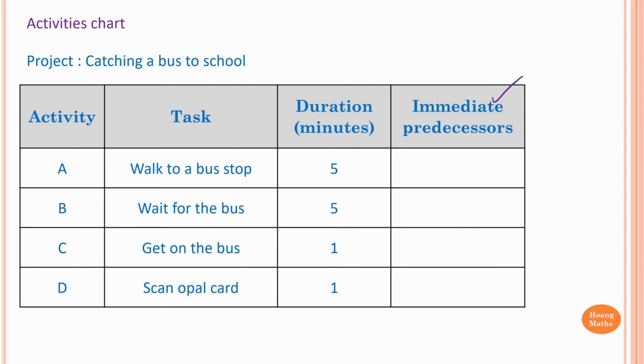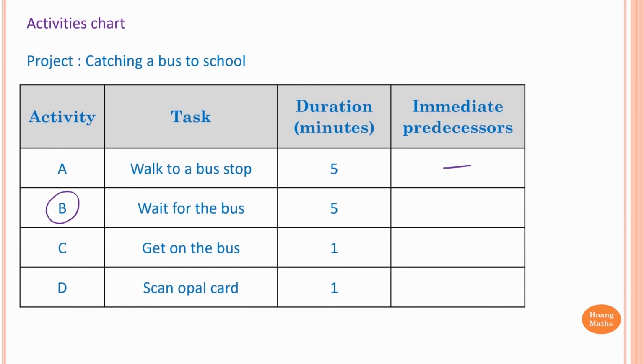An immediate predecessor is a prerequisite. Some tasks need to be completed before another task can begin. For example, before you wait for the bus, you need to walk to the bus stop first. In other words, you need to complete activity A before you can do activity B. But activity A has no prerequisites. In other words, there is no immediate predecessor. So we just draw a line here.